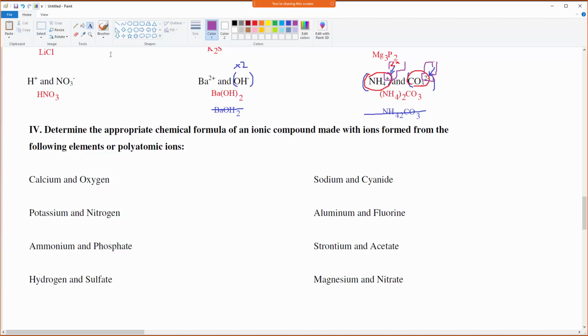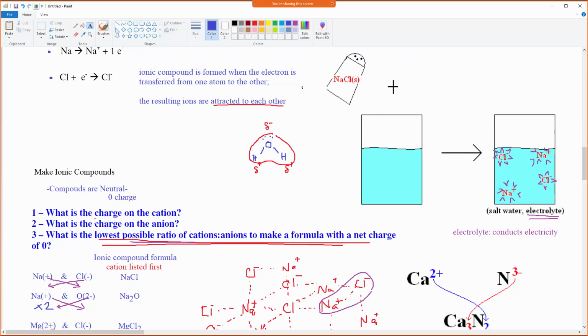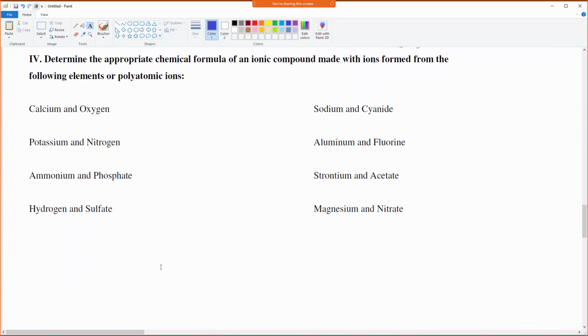Let's try it. I do not want you to eyeball this and kind of rush ahead. I want you to do this in 3 steps, okay? Step 1. It's up here. What is the charge and the identity of the cation? What's the charge and the identity of the anion? And then look at the lowest possible ratio. So do it in pieces there.